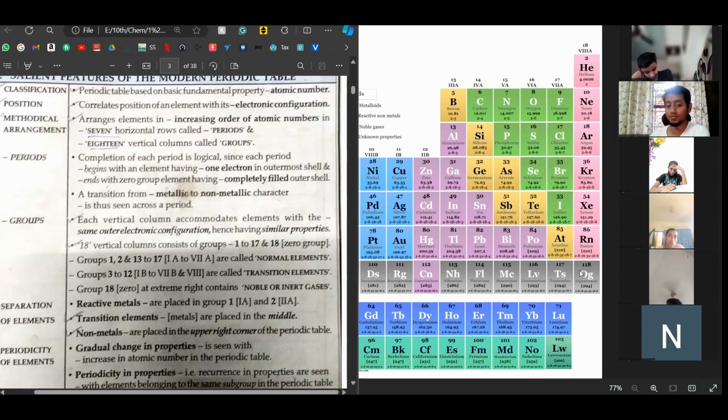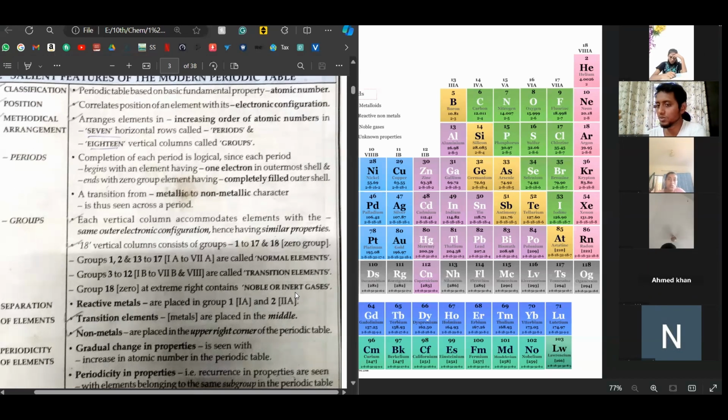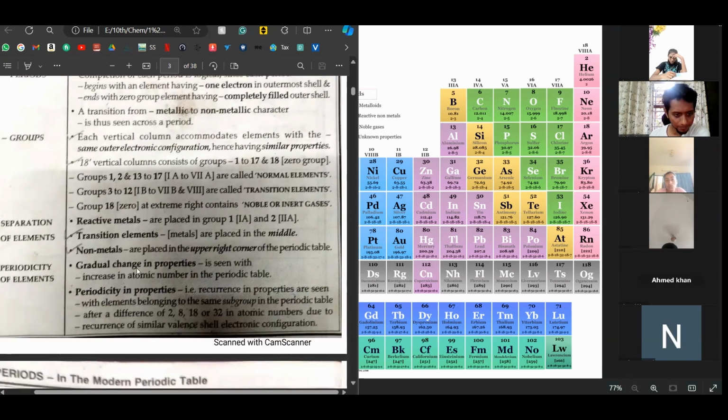These elements are called what? Noble or inert gases. They don't take part in any reaction because they have 8 electrons in their outermost orbit, or 2 for helium. But the thing is that they are stable. They don't need to react. Okay.